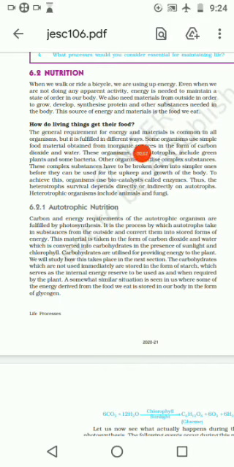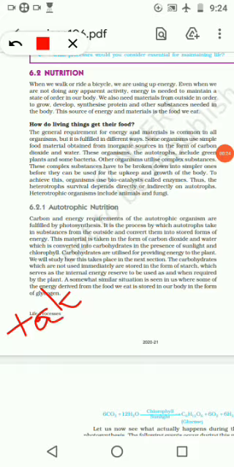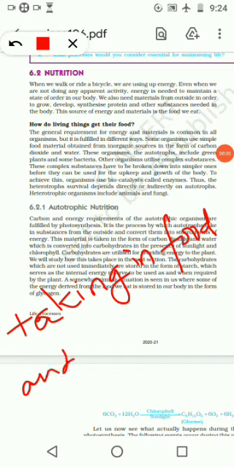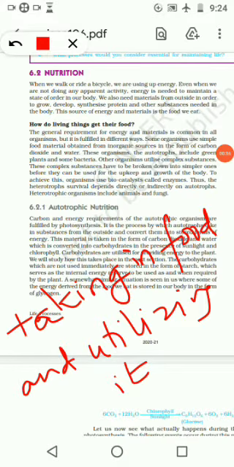Hello everyone, welcome. So we are talking about the life process, class 10. We have already discussed what is life process. The first process we are coming into is nutrition. So what is nutrition? Nutrition is the process of taking in food and utilizing it. So we are not only eating, we are taking in food and utilizing it. So this is what we call nutrition.